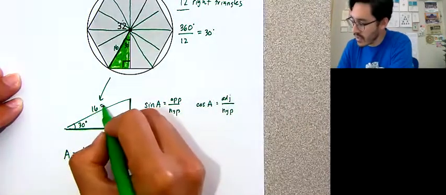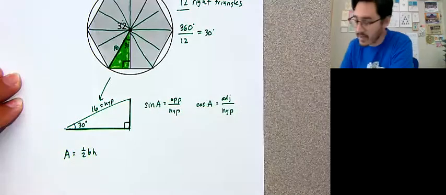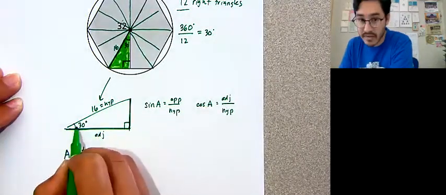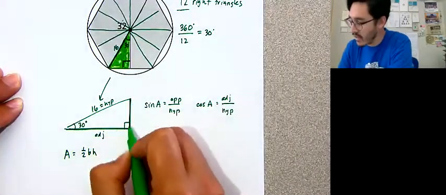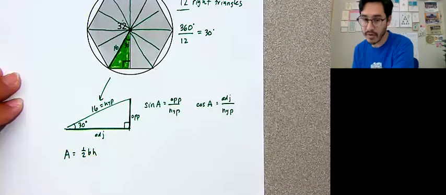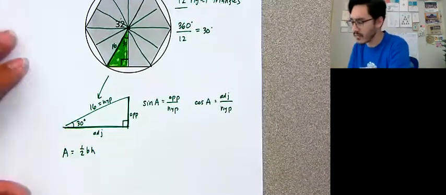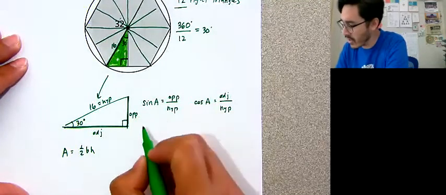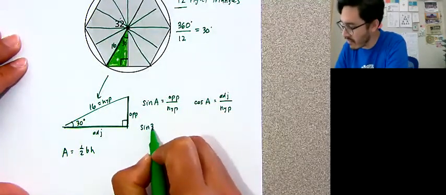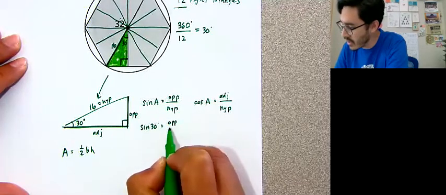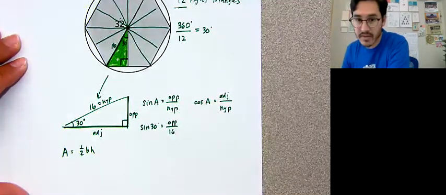So 16 is our hypotenuse. Let's go ahead and label that. The side here on the bottom is adjacent, it's next to the angle 30 degrees. And then the short side here is the opposite side. It is across from the angle 30 degrees. So let's go ahead and start plugging away. We'll write the sine of 30 degrees equals OPP over 16.